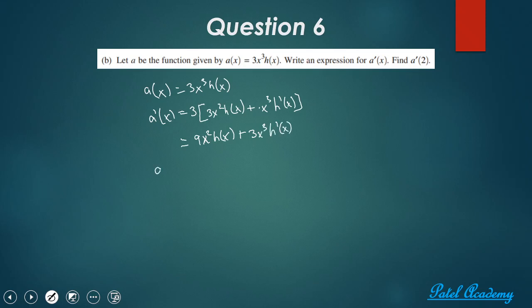And so a prime of 2 is equal to, well, if we plug in, 2 squared is 4 times 9, which is 36, times h of 2. Well, we're given that h of 2 equals 4, so 36 times 4 is equal to 144, plus, now 2 cubed is 8 times 3 is 24, and then h prime of 2 we just figured out was 2/3, so we have 24 times 2/3, which is 48 over 3, which is 16. So I get my final answer as being 150.